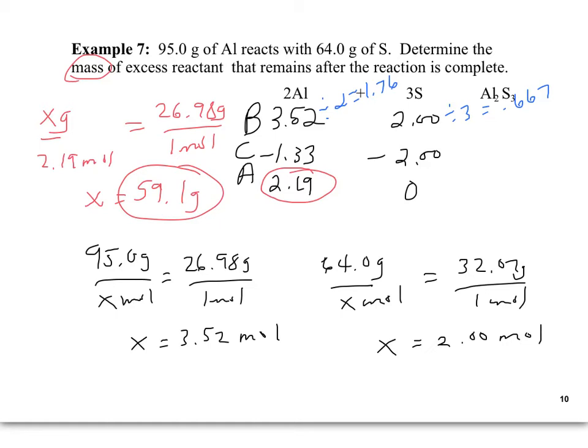You can always do a double check here and take a look at how much you started with. And this amount left over should be lower than what you started with. So this answer does make sense. After watching this video, you hopefully know now how to determine the limiting and excess reactant in a chemical reaction using stoichiometry. If not, please go back and re-watch this video.